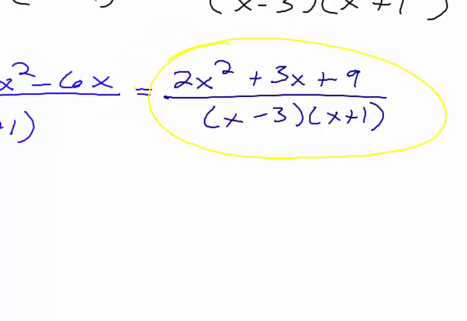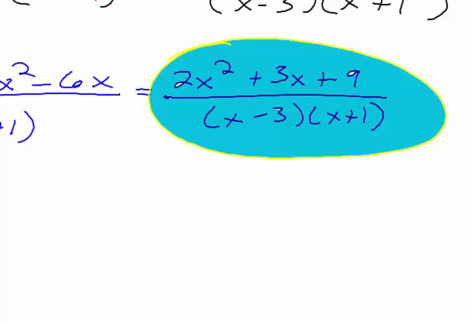Is there anything that can cancel from top to bottom? No. The only thing that could happen is if you get the exact same thing on top and bottom, right? But if I foiled this together, x minus 3 times x plus 1, is that going to turn into 2x squared plus 3x plus 9? No, that's mathematically impossible, right? So there's nothing I can cancel from top to bottom. Any major questions on that? I know that one's kind of weird, but it's the process that matters.